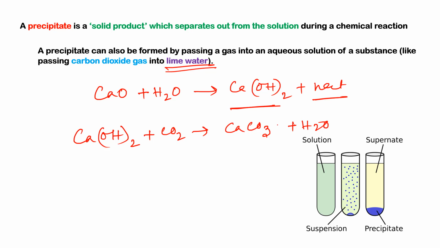Now whenever you get a precipitate, you should give an arrow in the downward direction. So here the calcium hydroxide reacts with carbon dioxide, and we get calcium carbonate, a white color precipitate, plus some water molecule. So I hope you understand what a precipitate is and how we get that.